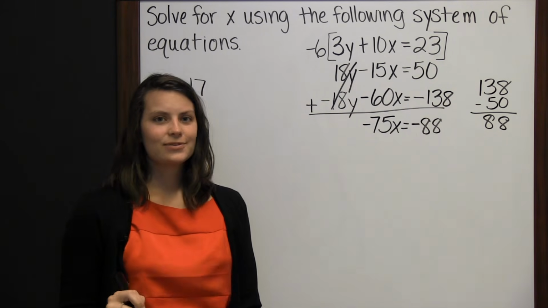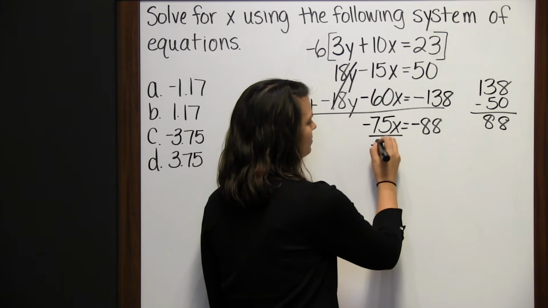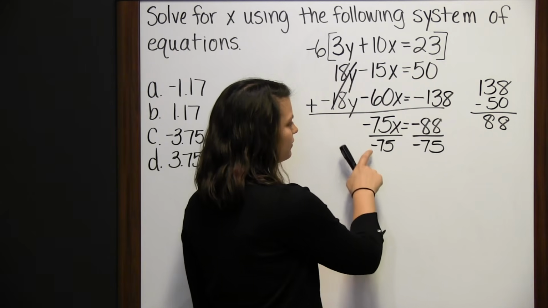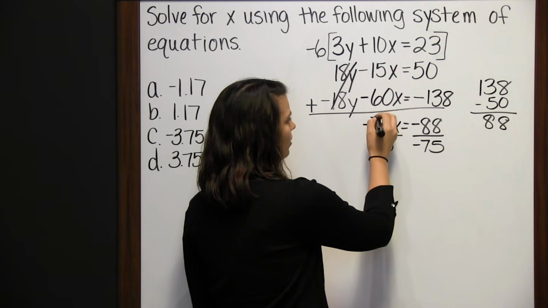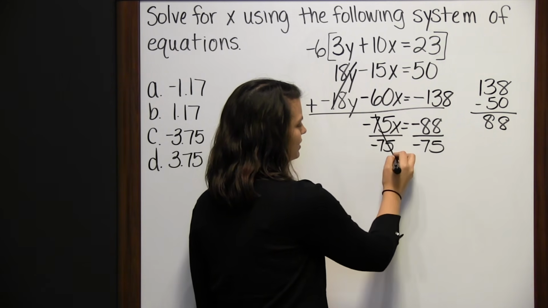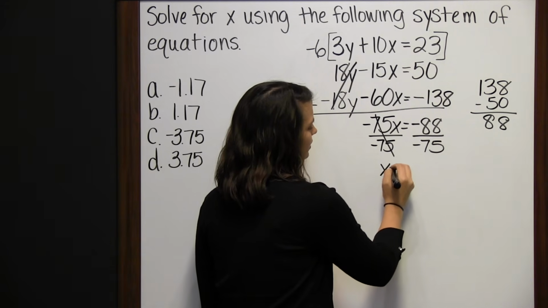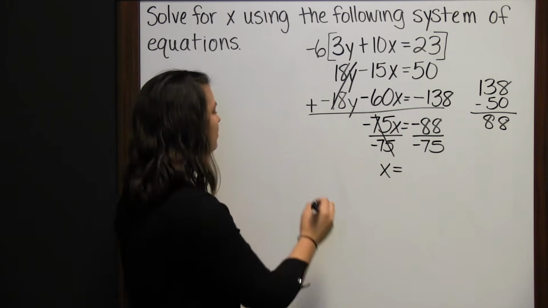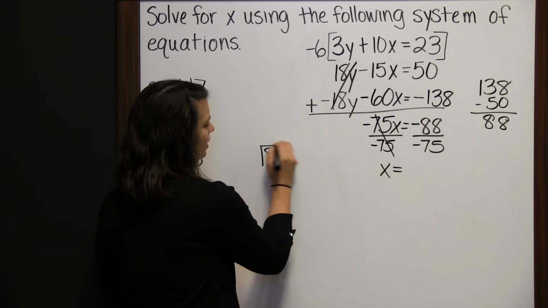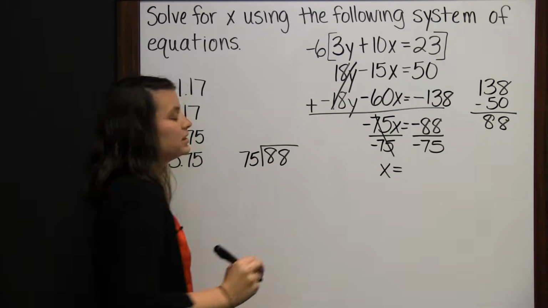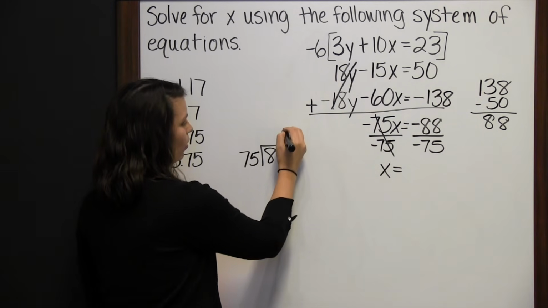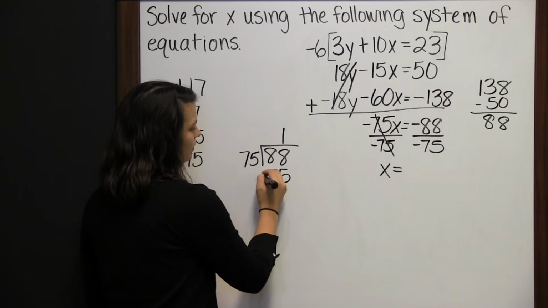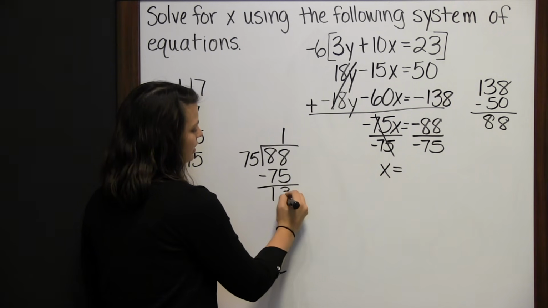Finally, to solve for x, we need to divide both sides by negative 75. A negative divided by a negative is a positive, and 75 divided by 75 is 1, times x is x. And again, a negative divided by a negative will give me a positive. And we can divide those off to the side. 75 goes into 88 one time. 75 times 1 is 75. We subtract and we get 13.